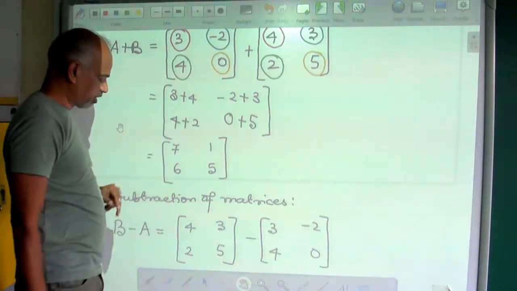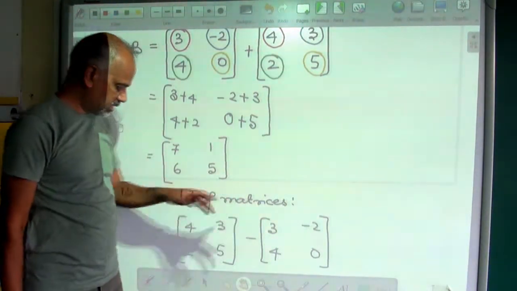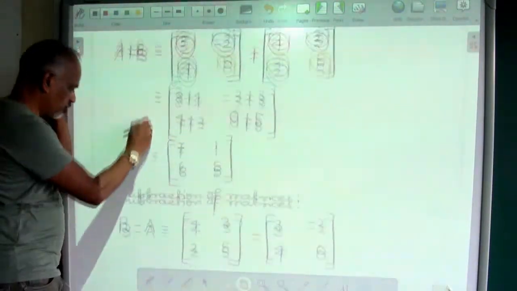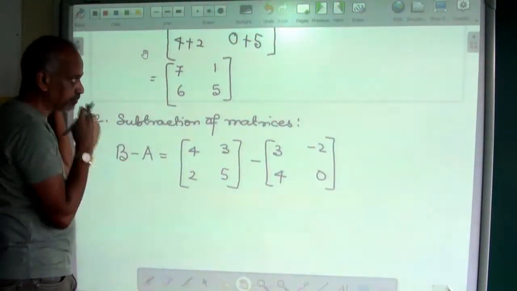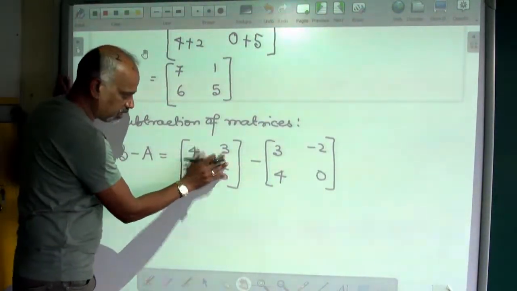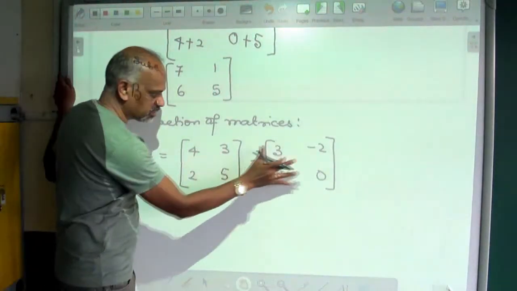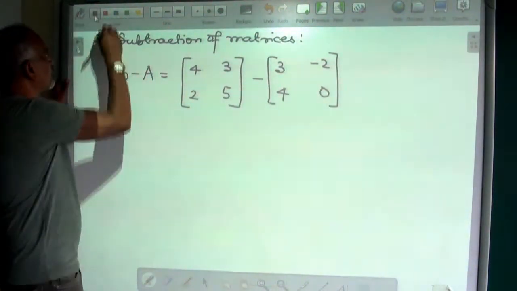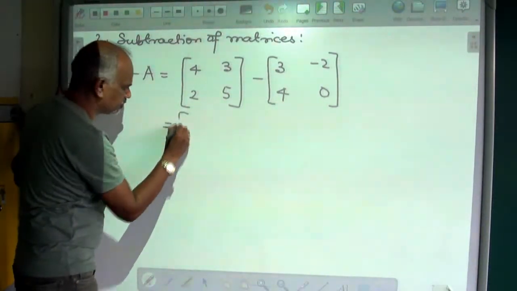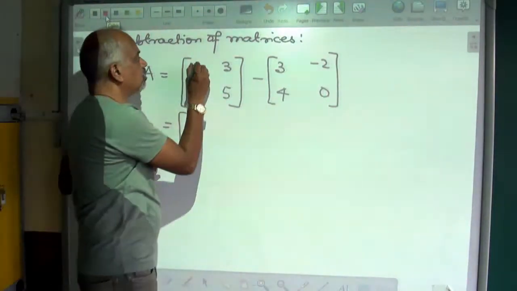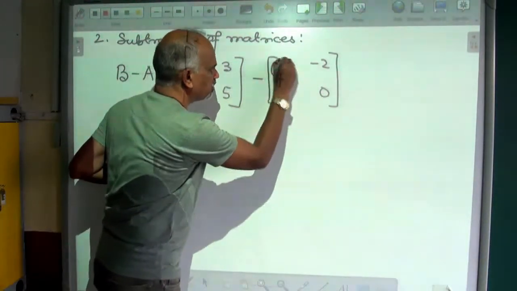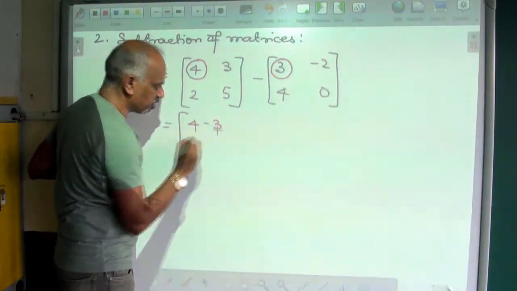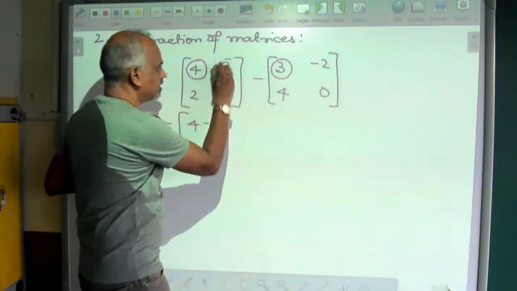Similar to addition is subtraction. The second one is subtraction of matrices. It is the same matrices which I have taken: A is this, B is this. But now we are going to do B minus A. This is matrix B minus this is matrix A. Now to subtract, as I said, it's similar to addition. Take the first element here and subtract the first element here. First element with first element. That is 4 minus 3.